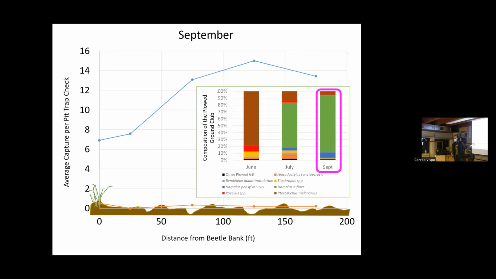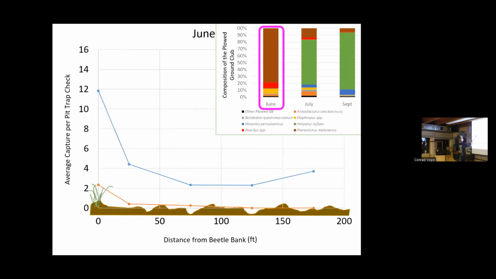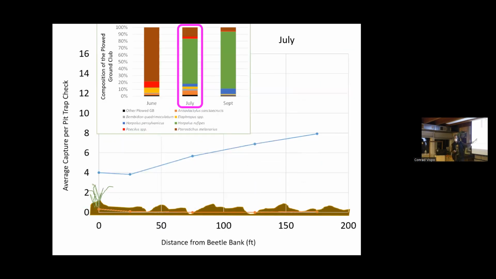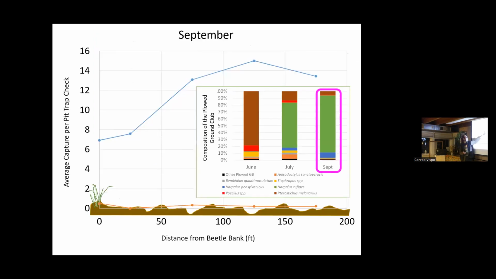So the answer to the question, is the beetle bank a source for ground beetles, is maybe, or for some species, perhaps. Maybe for Pterostichus melanarius, who shows this distribution, could be. Harpalus rufipes, it would be hard to make the case, because they are most common all the time that you catch them. They're the most common actually out in the middle of the field.